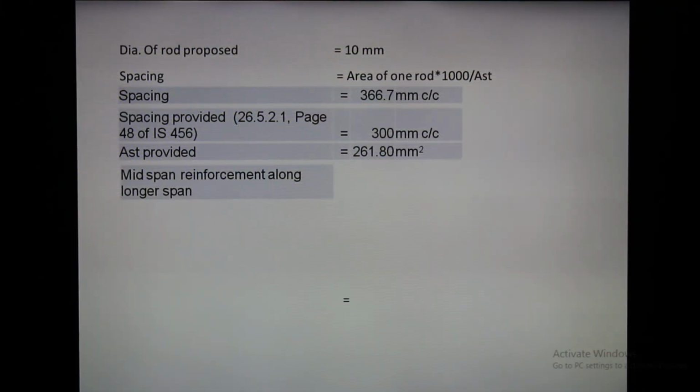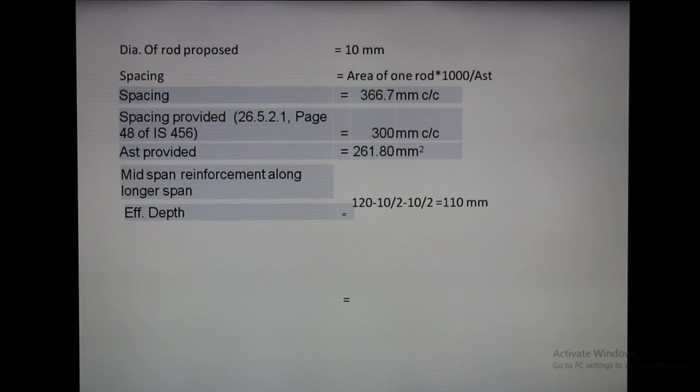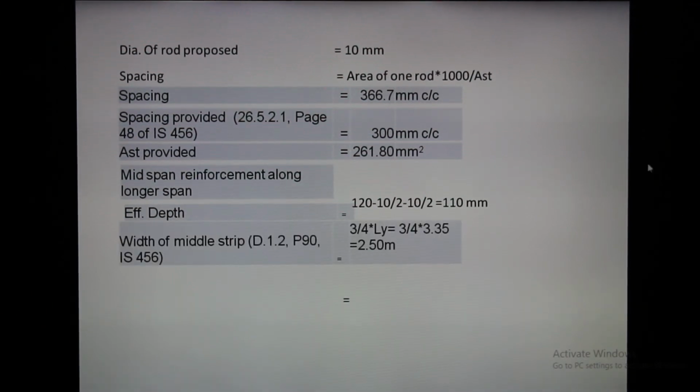Now we have to find out the mid-span reinforcement along the longer span, that is the Y direction. For which we have to find out the effective depth to be adopted. We have already found out the effective depth as 120 mm. Now the reinforcement for the longer span should be below the reinforcement for the shorter span. The effective depth can be calculated by deducting the diameter of the rod. So now it is 110 mm.